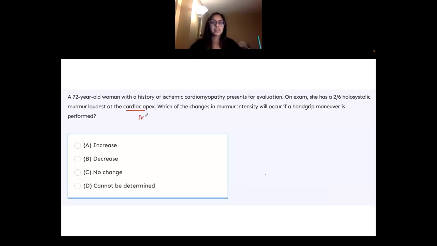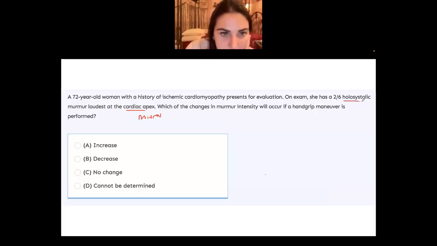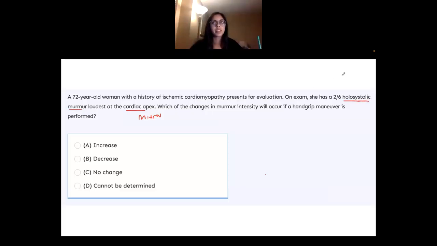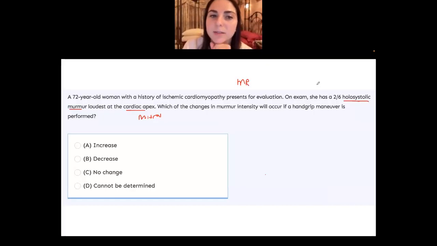So cardiac apex is telling me that it's going to be a mitral issue. And then holosystolic, so systolic murmur. Could it be mitral regurgitation? Good. So you know it's the mitral valve, and then it's telling you it's during systole. So what's the mitral valve doing during systole?